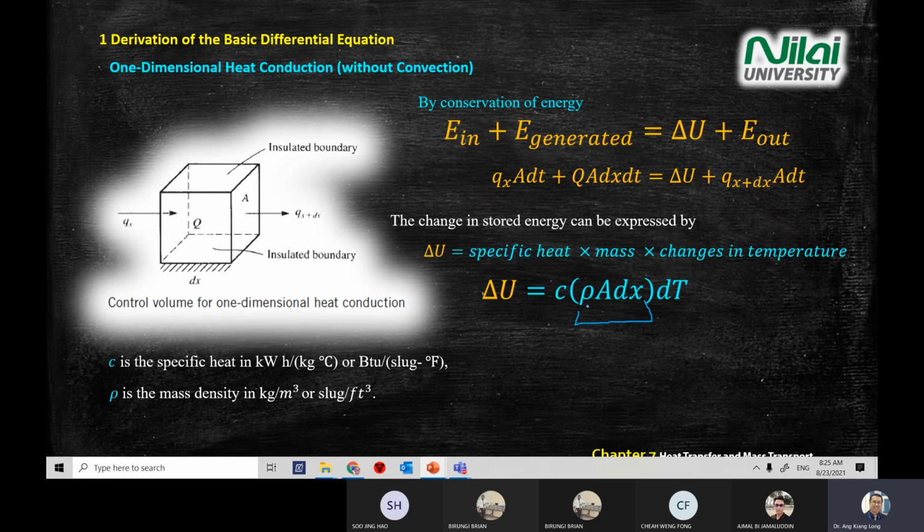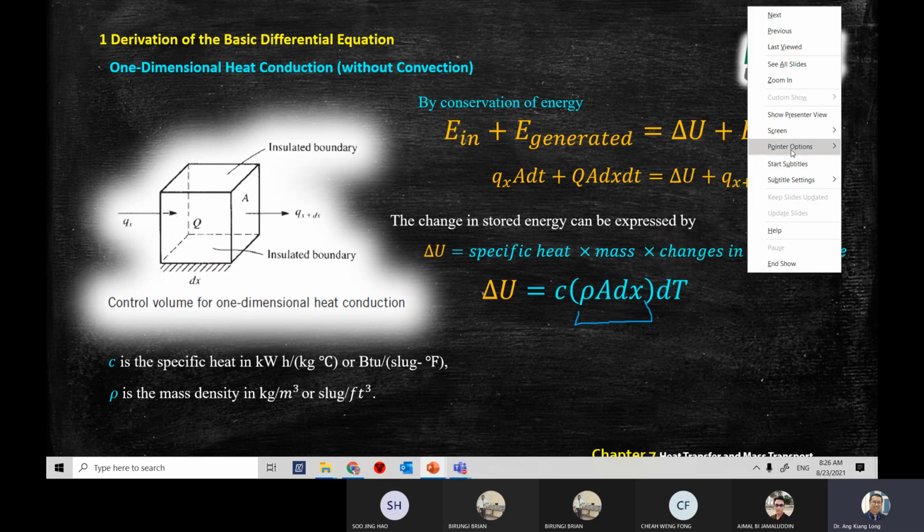You take density times volume. Density rho. So again, from the material chart, you manage to find what is the rho. Rho is the density, times volume. How do you find volume from the control volume? You take the area times dx, you find volume. Okay, logical, right? So far, everything seems logical to you, right? And then the change in temperature is dT.